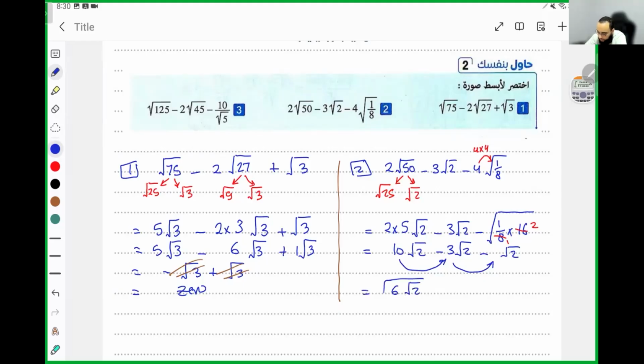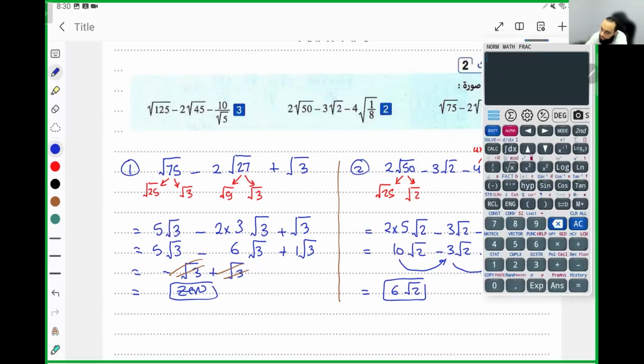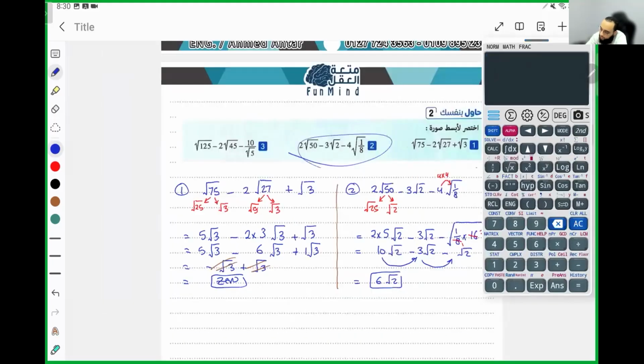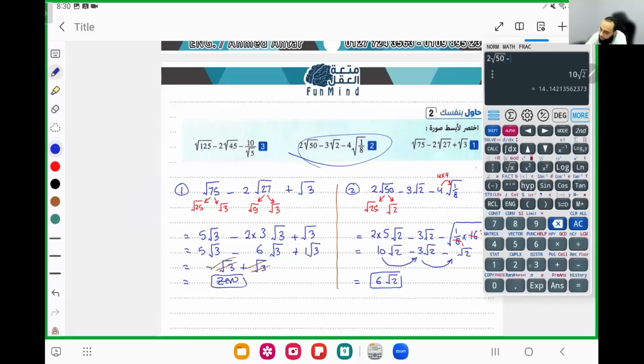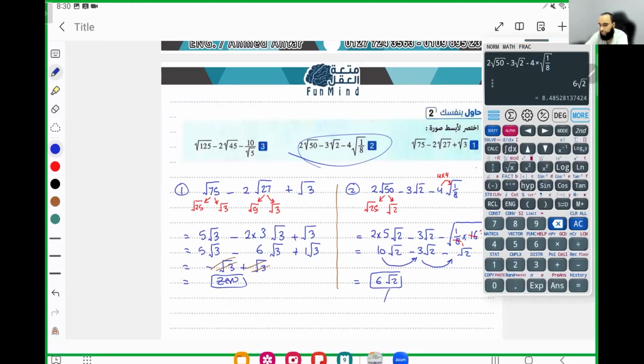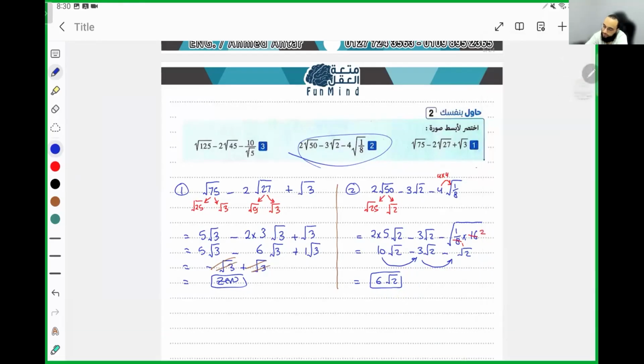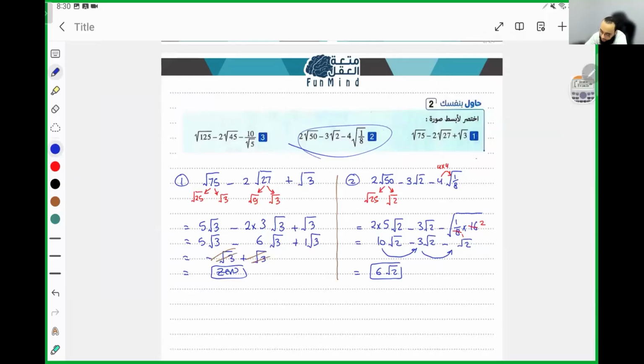Let's check the calculator. Do it on the calculator. You can? Yes. Write the question. 2 root 50 minus 3 root 2 minus 4 times root 1 over 8. 6 root 2. We are correct. Any problem? No. Let's talk about number 3.